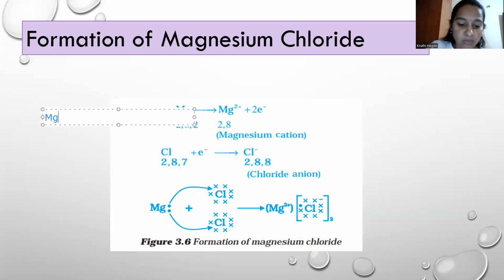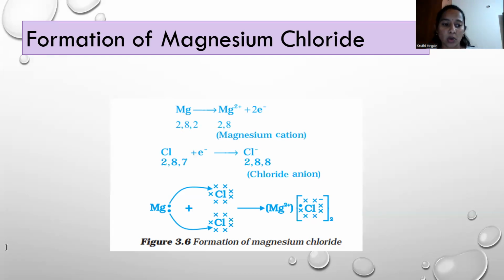It is MgCl2, 2 because 2 chlorine atoms are there. 2 chlorine atoms are there in one molecule of MgCl2, and the magnesium atom in one molecule of MgCl2 is 1. So this is about the formation of magnesium chloride. These electron transfer methods are very important, children.